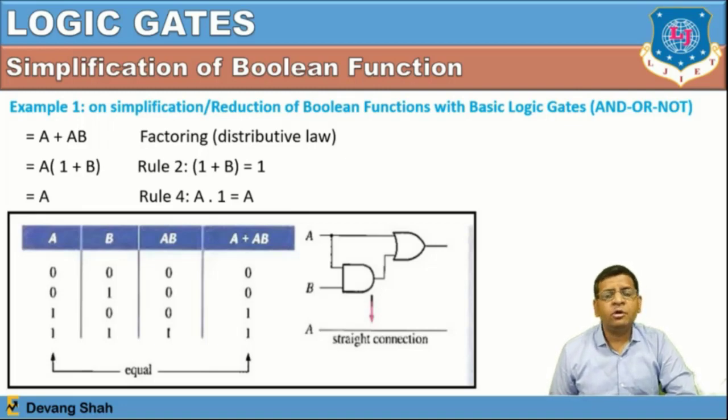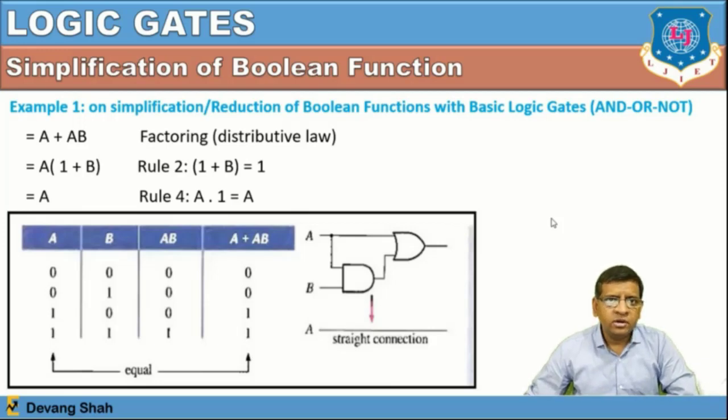Once you use A plus AB, you can see that A plus AB requires two gates: one is an AND gate and another one is an OR gate. But once you simplify it, the answer is A, which means just a single straight wire is required. You can also verify with the truth table, where A and B are two variables, so the sequence is 00, 01, 10, 11. So A dot B is equal to 0001.